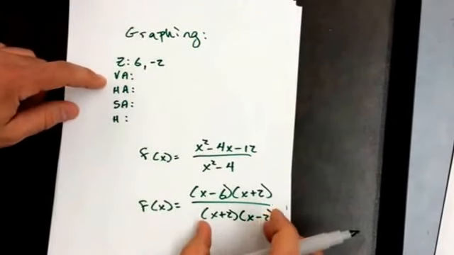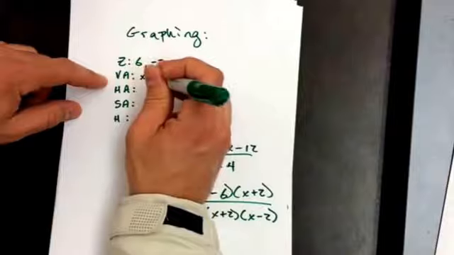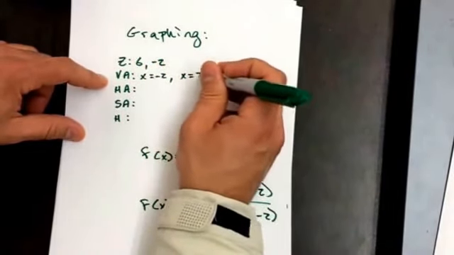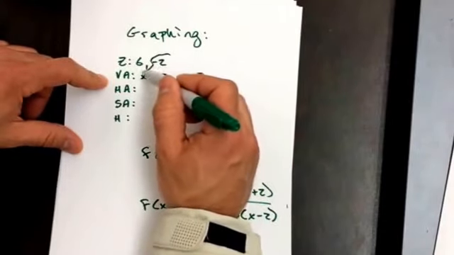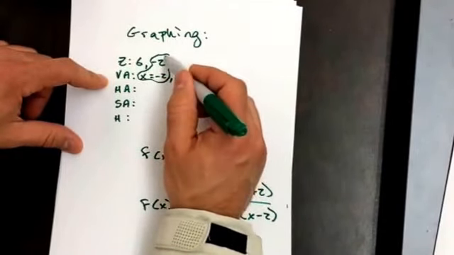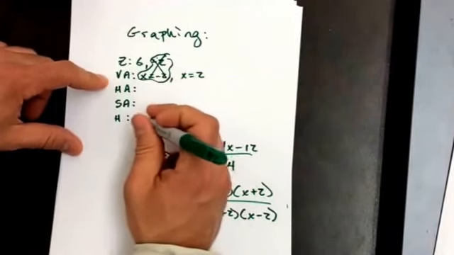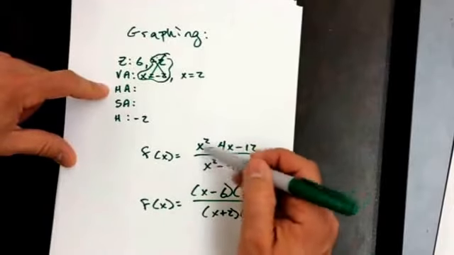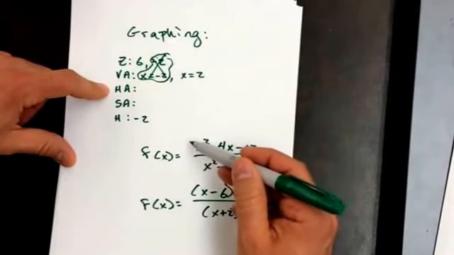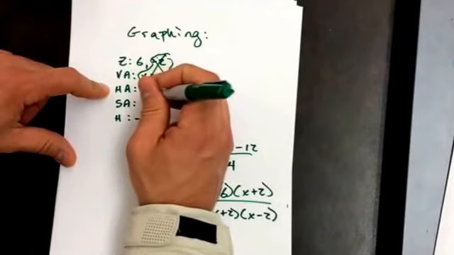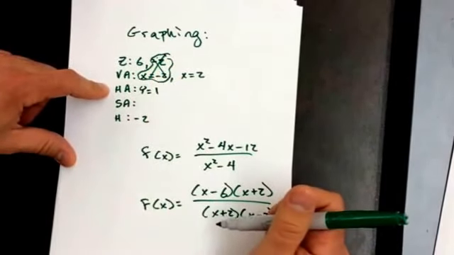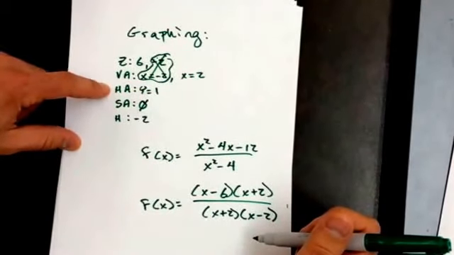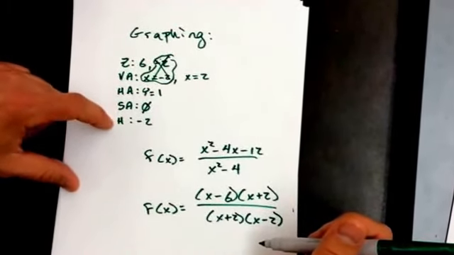My vertical asymptote is going to come from this part: x equals negative 2 and 2. Notice that I have a 0 that is also a vertical asymptote. So those guys are going to cancel each other out, and it's going to become a hole. Horizontal asymptote, I have to look at the degrees. The degrees are the same. So I divide the leading coefficient by the leading coefficient, which is 1 divided by 1, which is 1. Since I have a horizontal asymptote, I do not have a slant asymptote. And I have a hole at x equals negative 2.